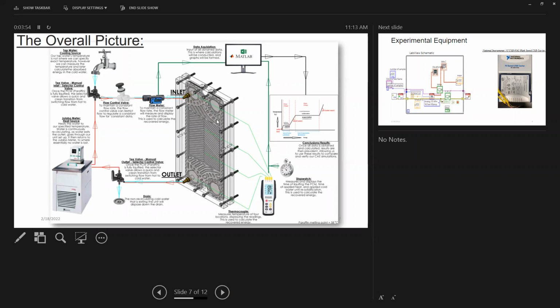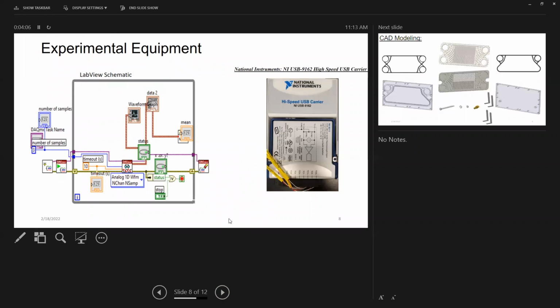We use different thermocouples to measure the temperatures around our system. We have a data acquisition system also to monitor the pressure and temperatures through our system. We use LabVIEW for our experiment to measure the data that we need to get from this work, and we also use the USB carrier connected to the thermocouples and then connected to the data acquisition system.